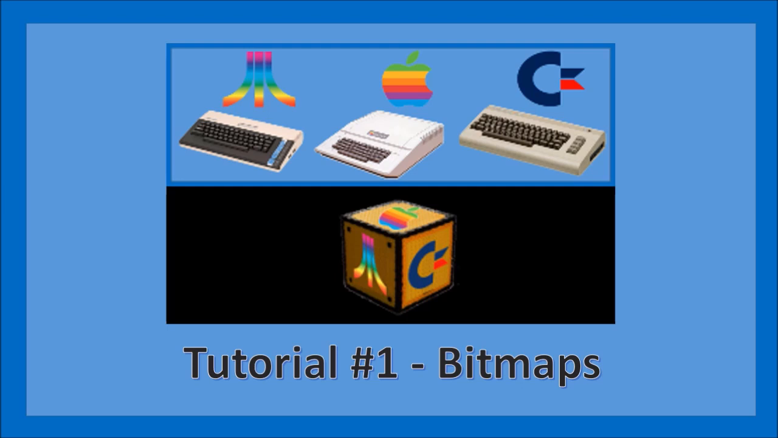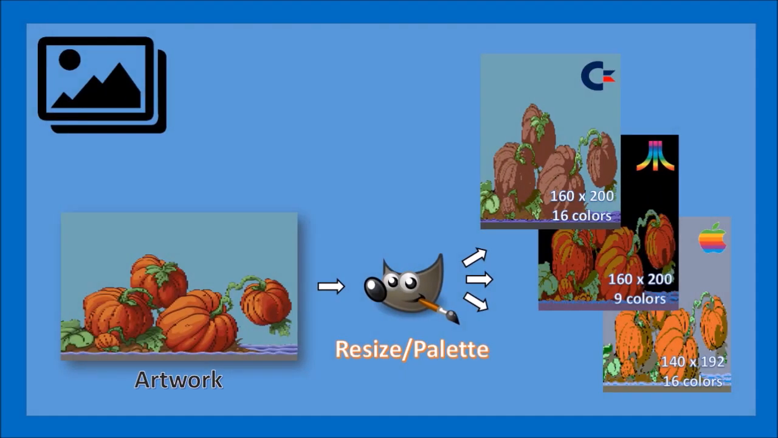In this first tutorial, I will show you how to prepare bitmaps for input into 8-bit Unity. To display correctly on the Commodore, the Atari, and the Apple, your artwork will need to be resized and the palette adjusted to match each system. For this purpose, we are going to use GIMP, which is bundled together with the 8-bit Unity SDK.